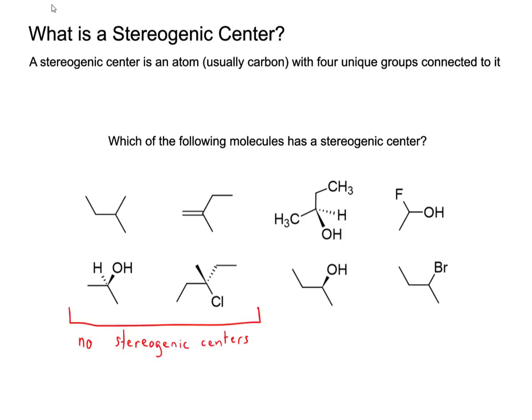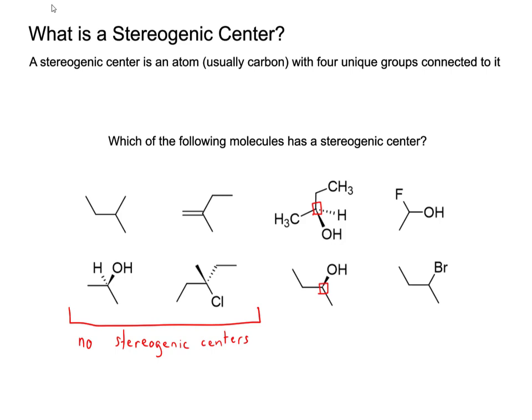The 4 molecules on the right, on the other hand, all have stereogenic centers. I'm going to put a box around them and we can see why. This central carbon has a hydrogen, an OH group, a CH3 group, and a CH2CH3 group. So a methyl, an ethyl, a hydroxide, and a hydrogen. That is 4 unique groups, so that is a stereogenic center. If we look at the one below that, we have a stereogenic center in this position.